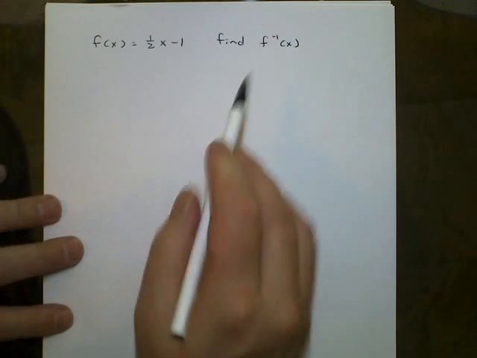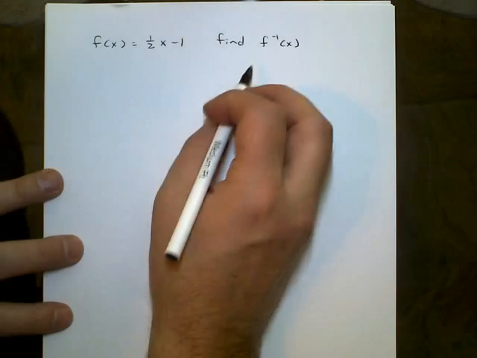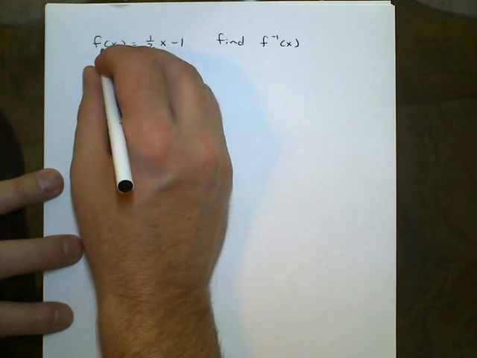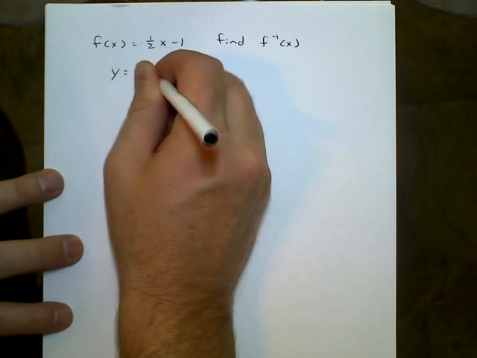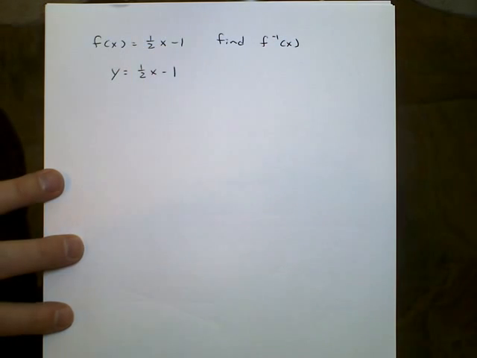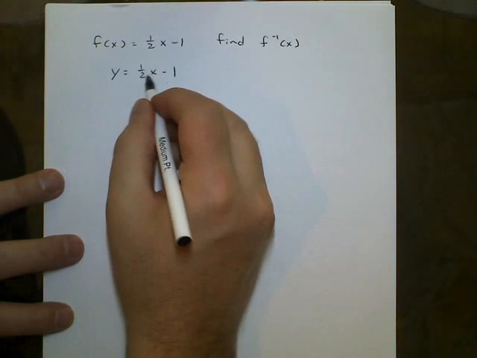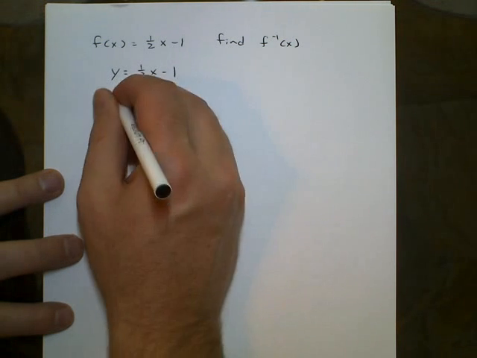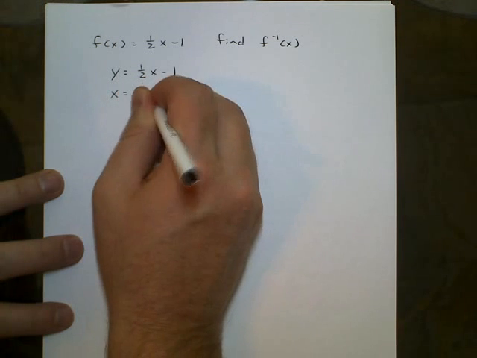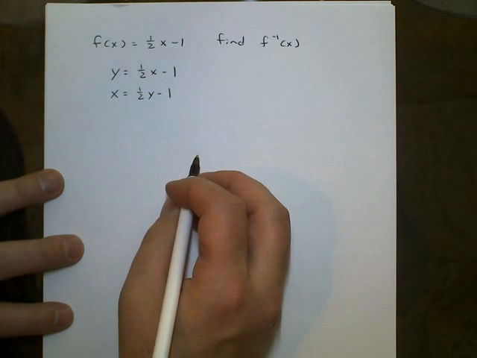So those are two separate types of problems. Here's how we find its inverse. Instead of writing it in function notation, let's write this as y equals 1/2 x minus 1. And we simply change the x's and the y's. So instead of writing y equals 1/2 x, write x equals 1/2 y minus 1, and then solve it for y.